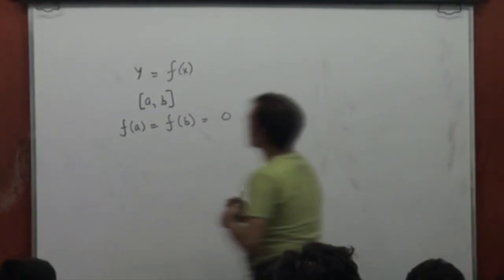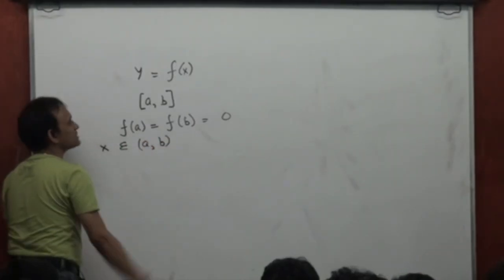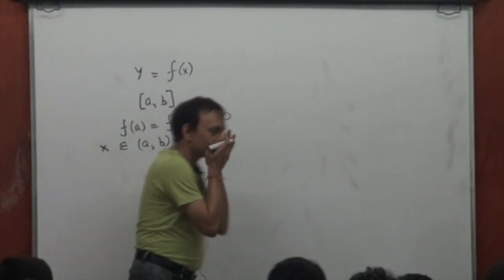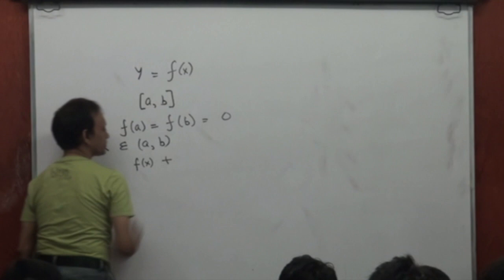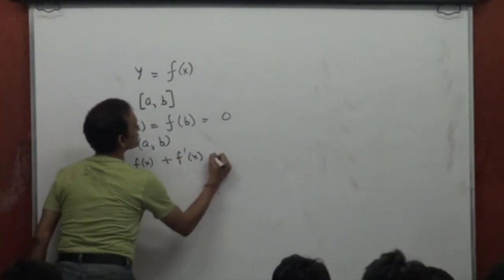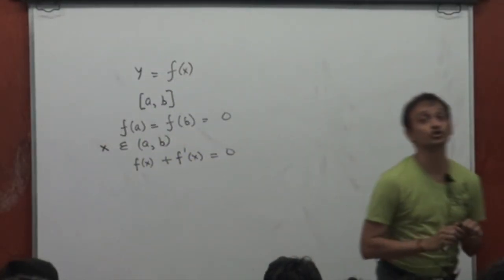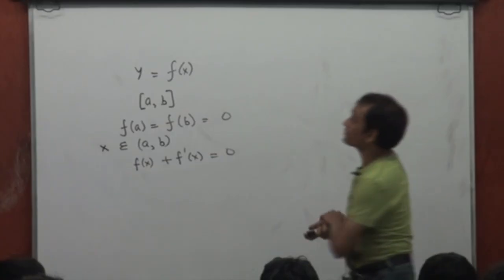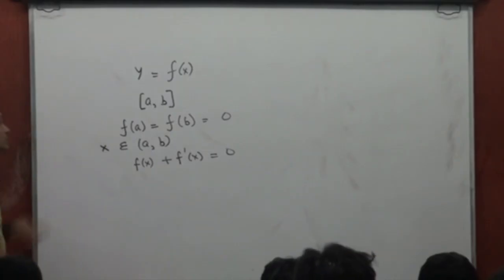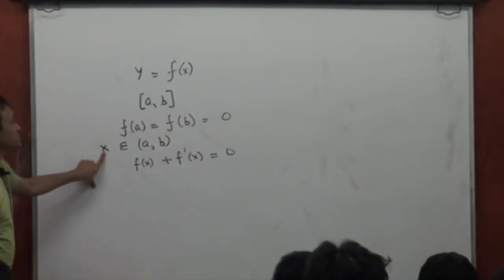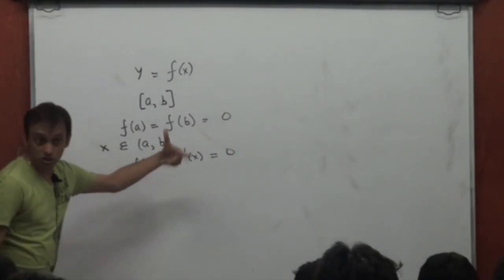then there must exist an x belonging to a to b such that f(x) plus f dash x is 0. There is a function continuous and differentiable in the interval a to b such that f(a) equals f(b) equals 0. Then I claim that existence of an x belonging to a to b is guaranteed such that f(x) plus f dash x is 0.